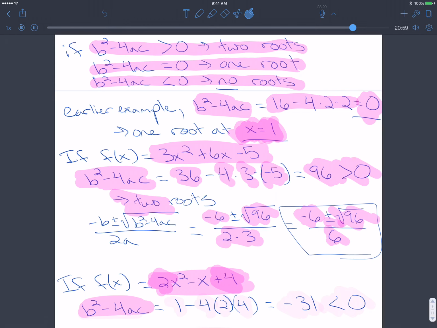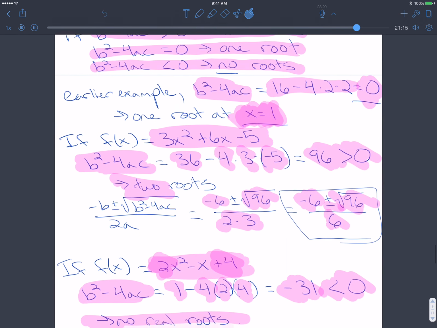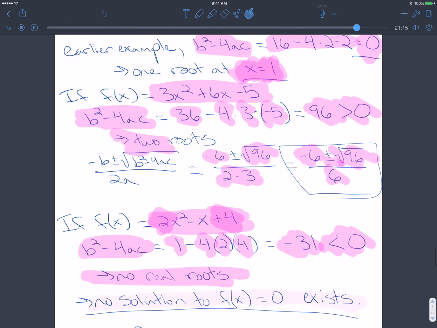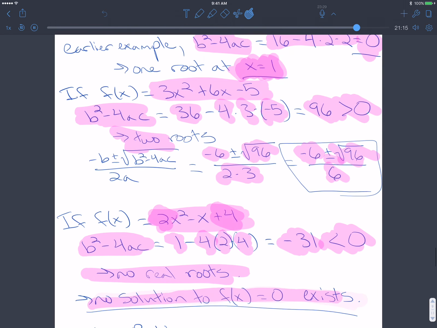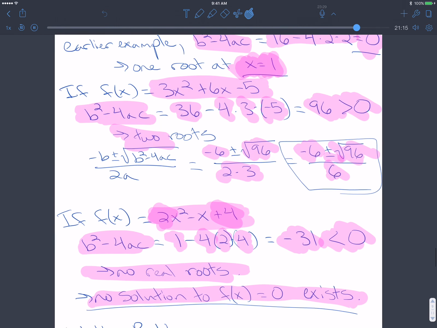b squared minus 4ac, b is negative 1, and negative 1 squared is a positive 1, minus 4 times a, which is 2, times c, which is 4, that's 32. 1 minus 32 is a negative 31, that's less than 0, so we have no real roots, no x-intercepts. There's no solution to f of x equals 0 in this case.